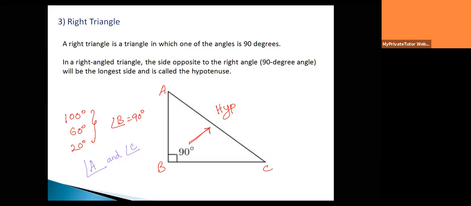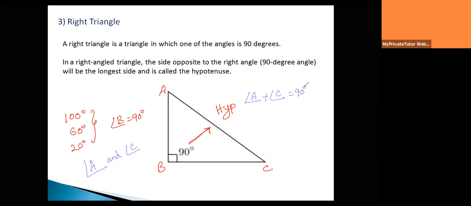So which means the other two angles, because we know that for any triangle, the sum of all three interior angles adds up to 180 degrees. If one angle is 90°, obviously the other two angles add up to another 90, which means angle A plus angle C is 90 degrees. I hope everyone agrees with me here. So angle A and angle C, those two add up to 90 degrees.